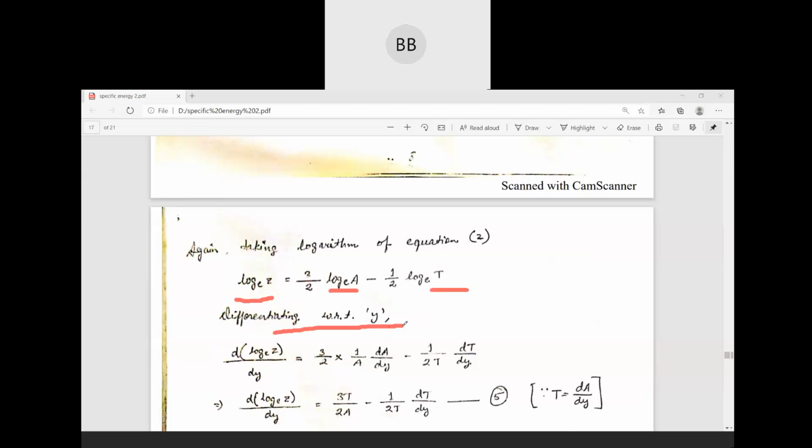Then we need to differentiate with respect to y. So the left hand side will be d by dy of log e z, equal to 3 by 2 multiplied by, if we differentiate log A, it will be 1 by A, but A is not y. A is a function of y, so again we need to differentiate A with respect to y, so dA by dy, minus 1 by 2, log e T, where T is the top width. If we differentiate log e T, it will be 1 by T, and again T is a function of y, so we differentiate T with respect to y, so dT by dy. The left hand side will remain the same.